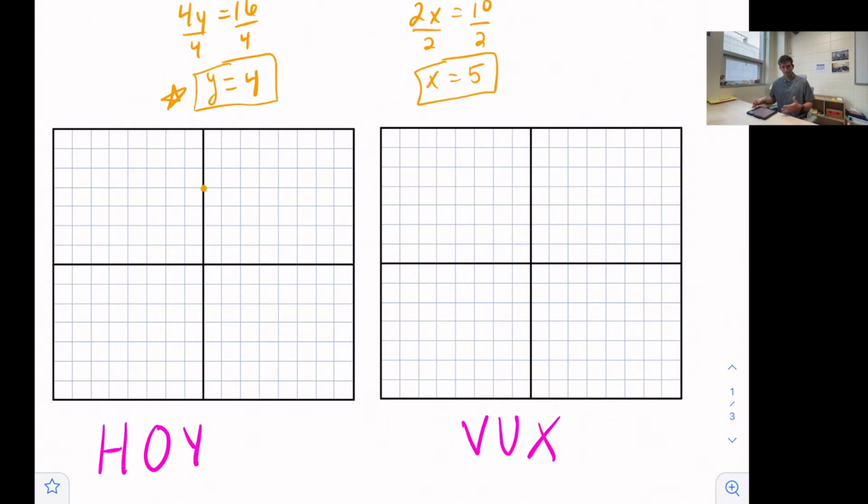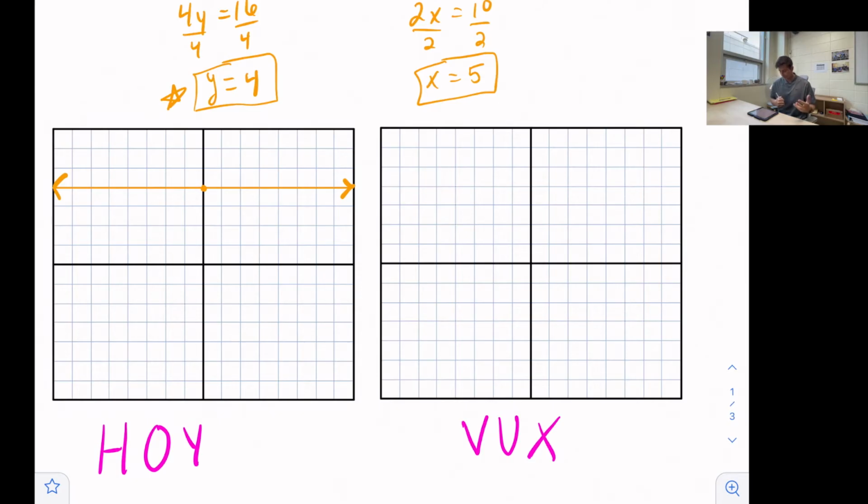So you don't have to put a dot, because what we're going to do is draw a horizontal line that goes through 4, okay? And that would be how we would graph that equation, y equals 4, HOY, right? Y equals a number, horizontal line, 0 slope. Well, if y equals a number is a horizontal line, x equals a number is going to be a vertical line. So that's where VUX comes into play.